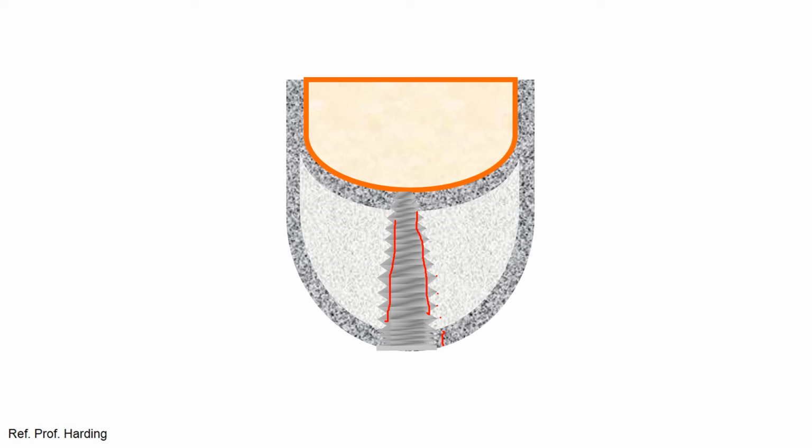So this is why narrow diameter implants do not have threads, and it's also why you shouldn't really be considering doing immediate loading on narrow diameter implants. If you can't be placing 3.5 and above, then you should not be doing immediate loading. You should be considering delayed loading.